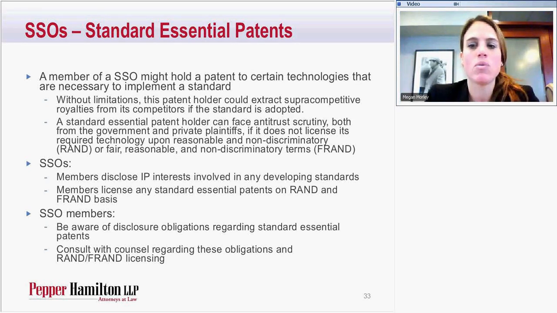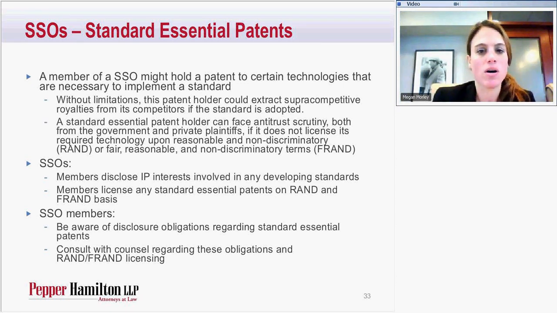And basically, what a standard essential patent, or SEP, is, is that a member of a standard-setting organization might hold a patent to certain technologies that are necessary to implement the standard. And without limitations, you assume that this patent holder could then get what we would call super competitive or very high royalties from its competitors if a standard that needs that technology is adopted, or could feasibly exclude its competitors from even being able to license it, which basically would give it a monopoly.